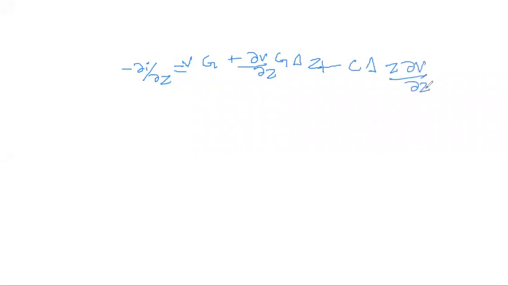So I'll bring this ∂I/∂z to the left-hand side. After bringing it to the left-hand side, the remaining term that you have is V(g) or Vg plus ∂V/∂z into g Δz. Then one more term of capacitance, that is C Δz ∂V/∂t.